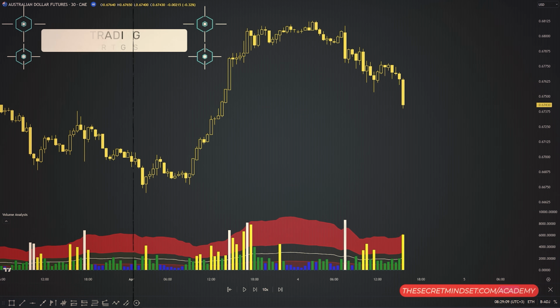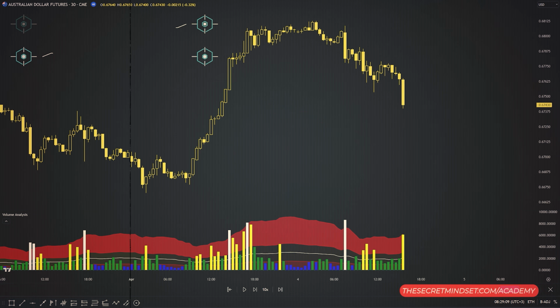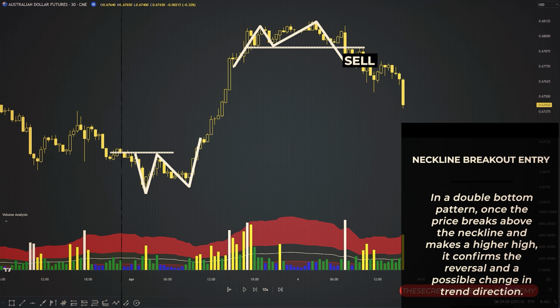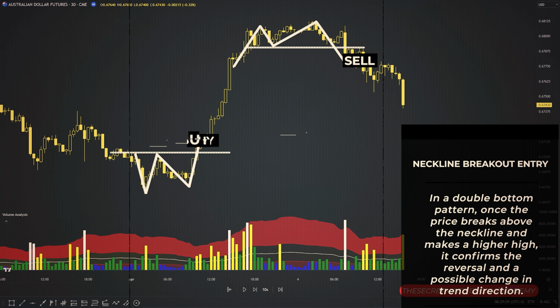Now let's briefly discuss how you can incorporate these patterns into your trading strategy. There are 4 main variations to consider. First is the neckline breakout entry. In a double top pattern, once the price breaks below the neckline and makes a new lower low, it confirms a reversal and a change in trend direction. In a double bottom pattern, once the price breaks above the neckline and makes a higher high, it confirms the reversal and a possible change in trend direction.